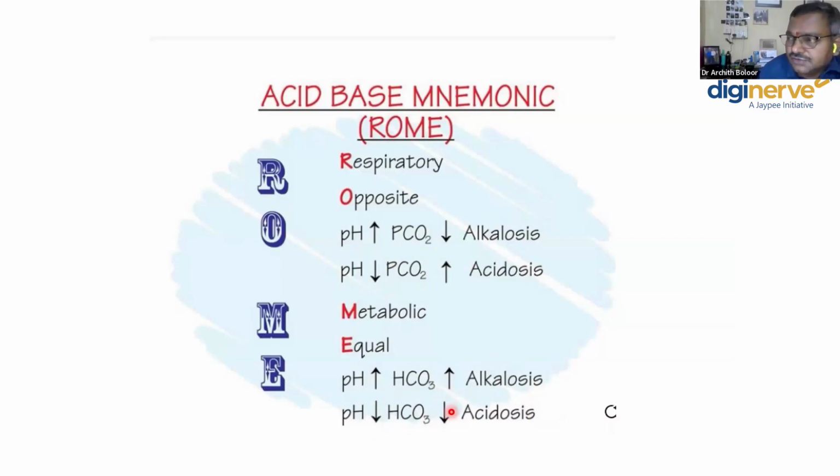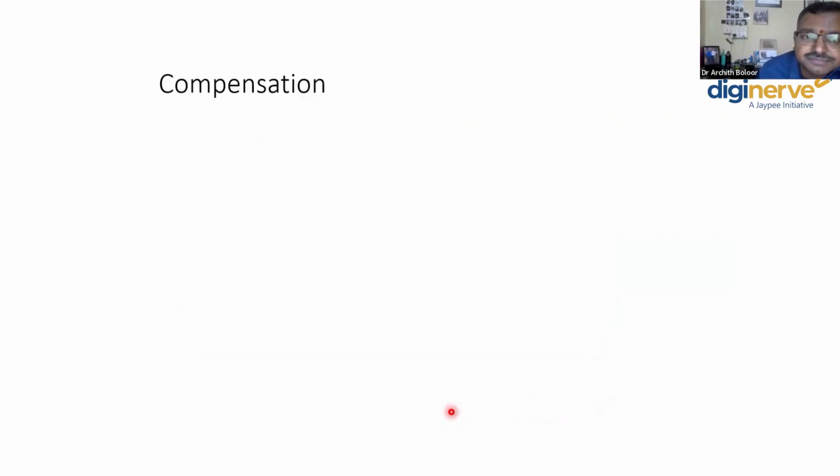So that's the mnemonic for acid-base disorders where you say respiratory is opposite and metabolic is equal. Whenever one of the mechanisms is failing, either metabolic or respiratory, there is a compensation that's going to happen, and the compensation usually is the other. Suppose you have a metabolic disorder, the compensation is going to happen through the respiratory mechanism. And when you have a respiratory disorder, the compensation is going to happen through the metabolic mechanism.